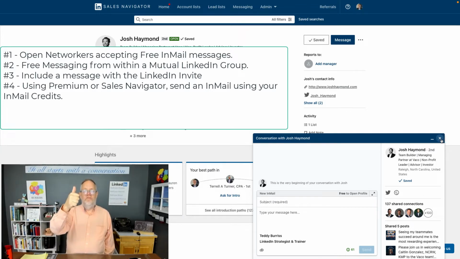Open networkers, you can send a message. Through groups, mutual groups that you're in, you can send a message. When you send an invite, you can send a message relevant to the invite. And the fourth option is, if you're a premium user of LinkedIn, you can send in-mails to them through either Sales Navigator or Business Premium.